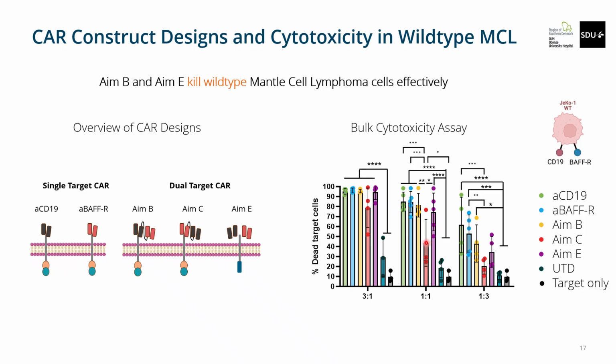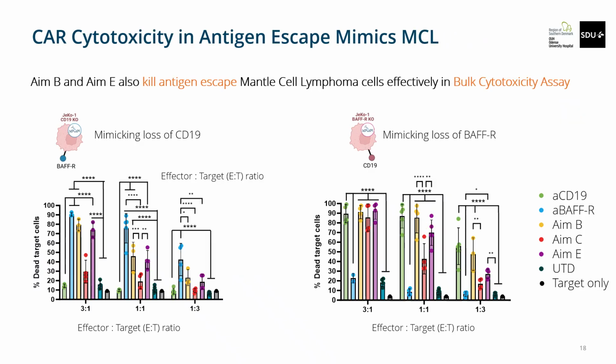It's C that is performing less well throughout the study. Because the overall aim of this study is really to be able to develop CARs that are able to deal with the antigen escape situation, they then went ahead and created knockouts mimicking the loss of CD19 by making a CD19 knockout, and also mimicking loss of BAFF-R. And then they conducted the bulk cytotoxicity assays again.